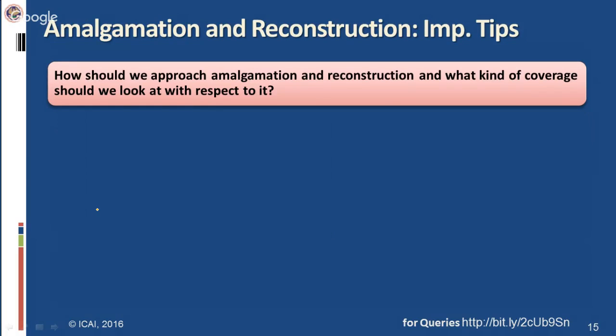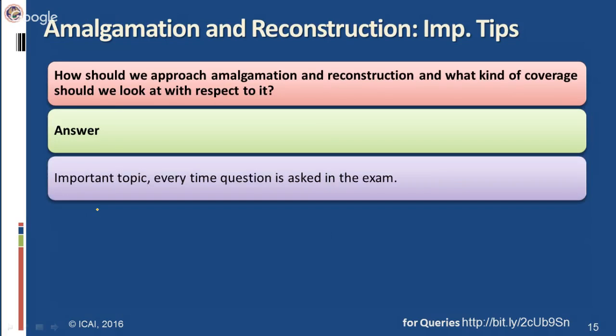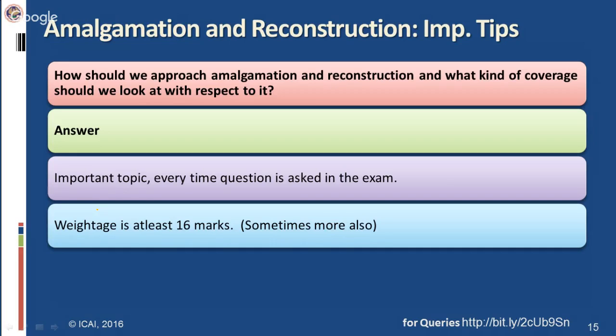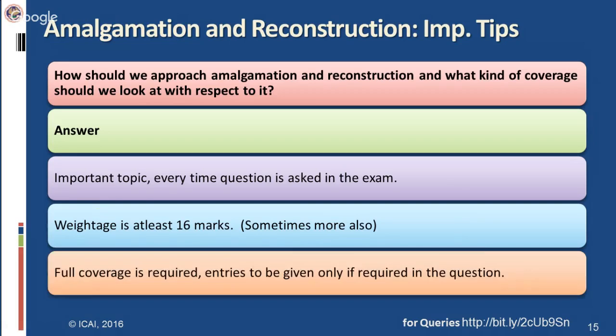What about chapter 5 and chapter 6? How should we approach amalgamation and reconstruction? What kind of coverage should we look at? So this is a very important topic. I have already told you, the weight is at least 16 marks. You have to remember the provisions of AS 14.